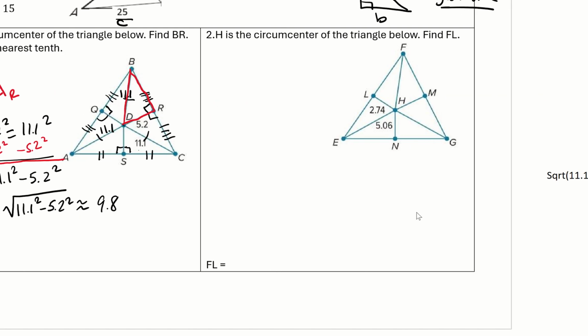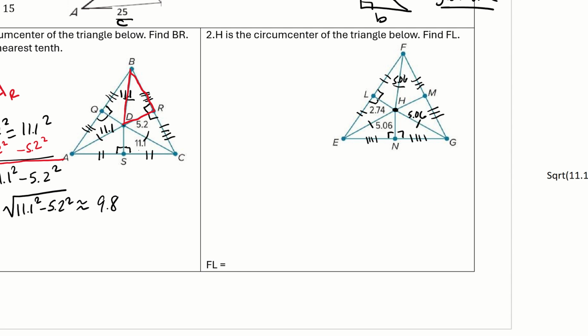All right, so number 2, H is the circumcenter of the triangle. Same idea. So remember, if this is a circumcenter, these are congruent, and then these are cut in half, so those are the same. Those are right angles. These are cut in half. These are cut in half. These are right angles. So because this is 5.06, that means this is 5.06, and then this is 5.06, right?